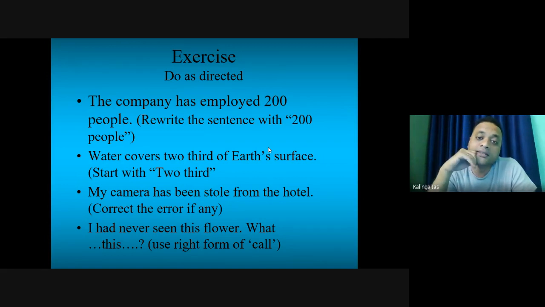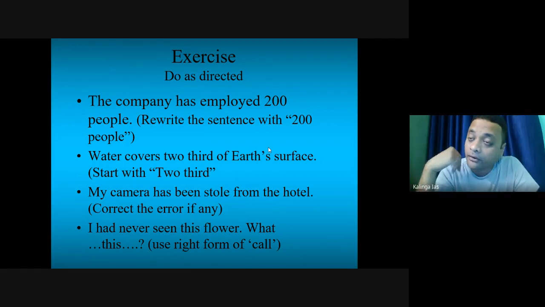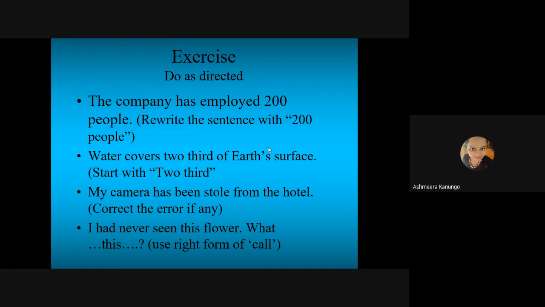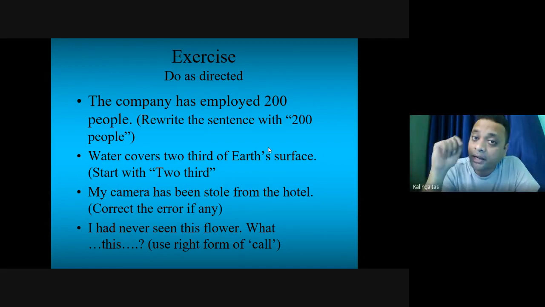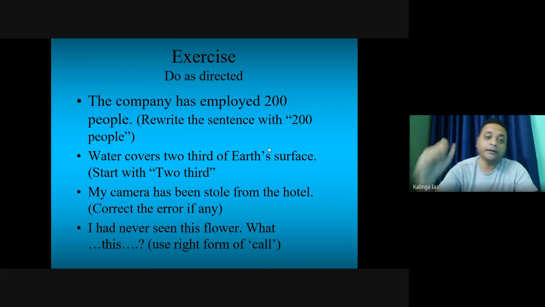The company has employed 200 people. Now start the sentence with 200 people. 200 people have been employed by the company. Have been, yes. Have been, because it is 200 people, so have been. Okay, 200 people have been employed by the company.